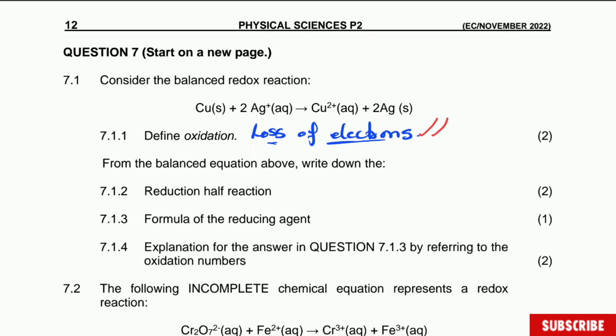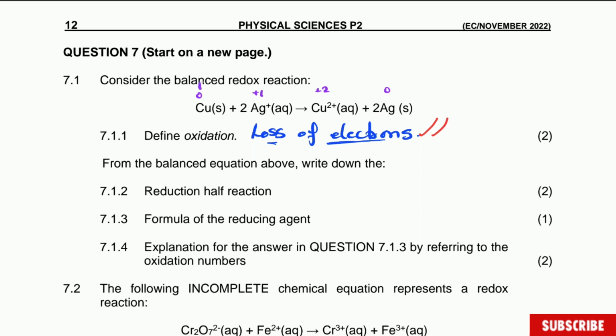From the balanced equation above, write down the reduction half reaction. Now, to do this one, we need to know which substance is being oxidized and which one is being reduced. So let's write down the oxidation number for each of them. Copper, for instance, in this case has 0, according to one of the rules. If you go there, it has a 2 plus, or positive 2. If we carry on, silver here has a positive charge, positive 1, and it has a 0 on this side. So we're going to copper first.